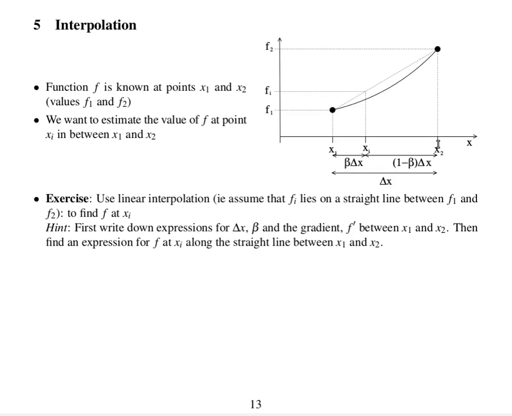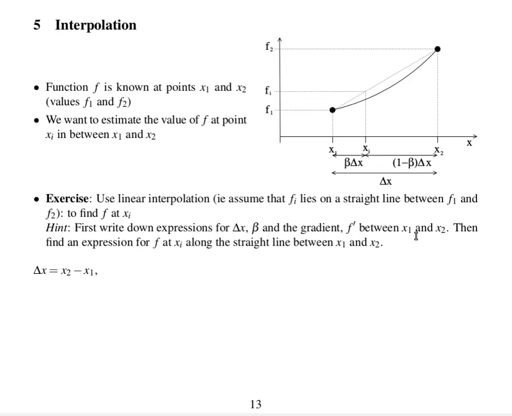And as a hint, first of all write down equations for delta x as the difference between x2 and x1, for beta, which is the fraction of the length from x1 to xi as a fraction of x1 to x2, and the gradient of this line, and then find an expression for f at xi. So you should pause the video and have a go with that before I move on.